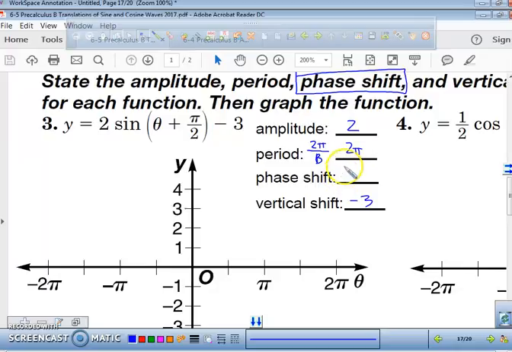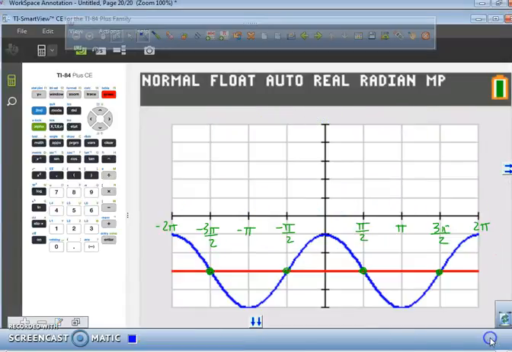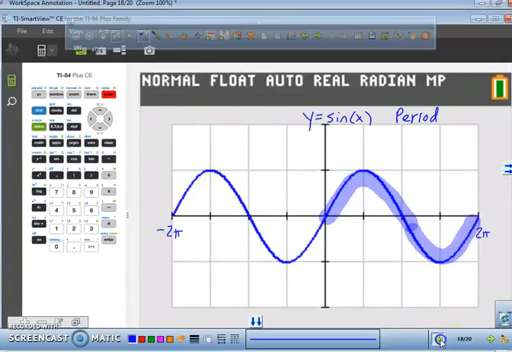All right? The phase shift, though, is going to be the c value over the b value. What was our c value in this particular case? It was negative pi over 2 divided by, our b value is a 1. So our phase shift, everybody, is a negative pi over 2. That's your phase shift for this problem. We're going to find our graph.